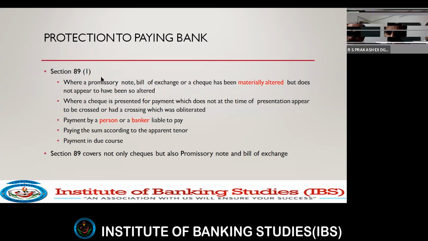Okay. Protection to the paying bank, promissory. Now we are going a little away from checks, to bill of exchange and promissory note, which are also negotiable instruments, where a promissory note or bill of exchange has been materially altered but does not appear to have been altered. Because of Section 89, again a protection available to us. Material alteration, very significant. What is material? Very significant, very important.